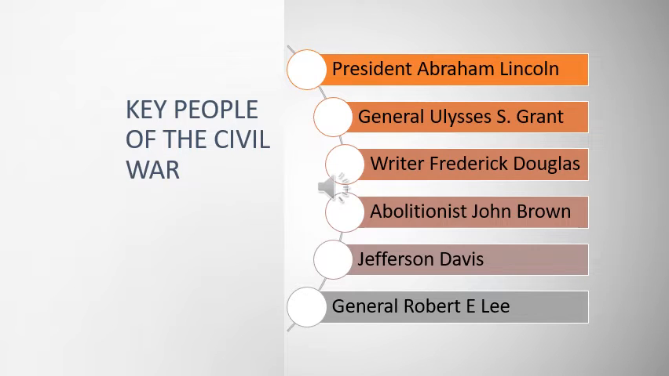Key people of the Civil War: President Abraham Lincoln, General Ulysses S. Grant, writer Frederick Douglass, abolitionist John Brown, Jefferson Davis, General Robert E. Lee.